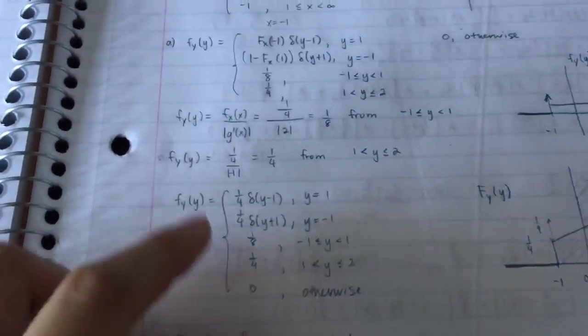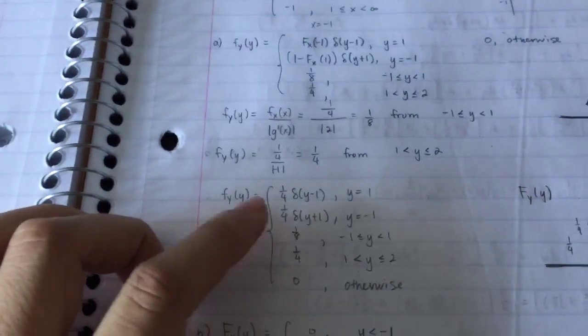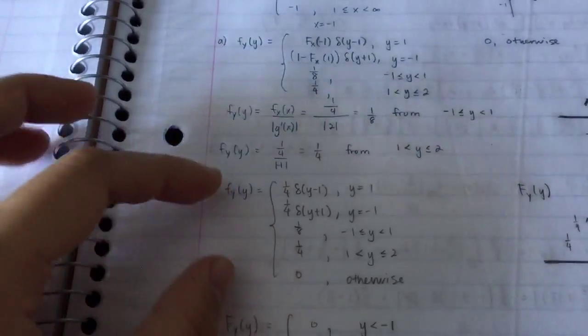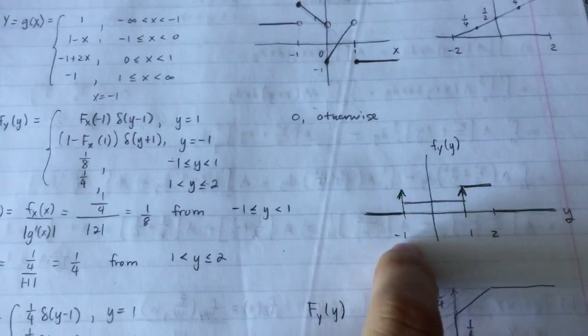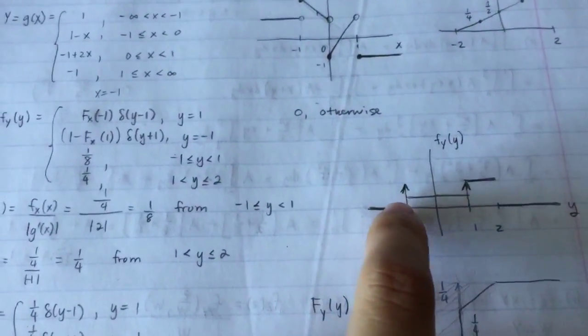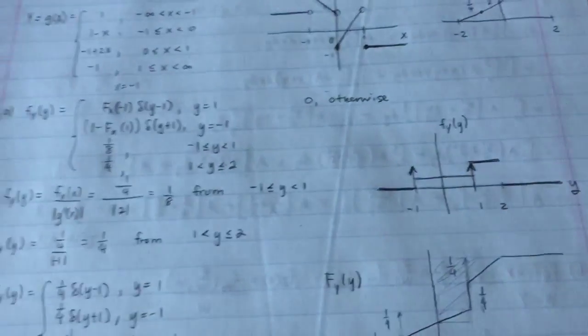And once you evaluate the big F of x values, you get 1/4 and 1/4 at those impulses. So this is what the graph looks like. You have two impulses at -1 and 1. You have the line at 1/8 and the line at 1/4.